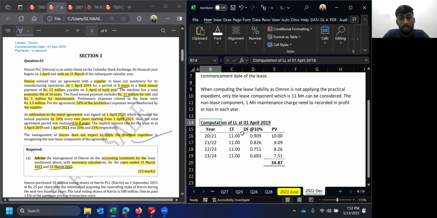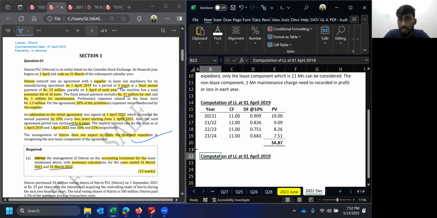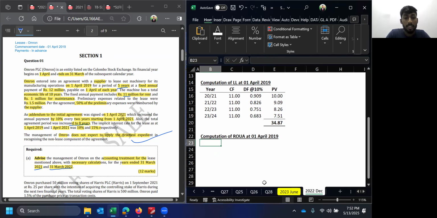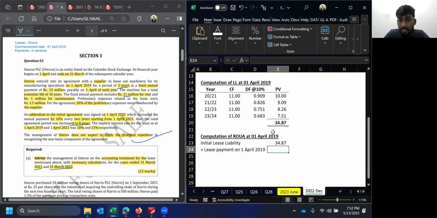Then we need to compute what? We need to compute the right of use asset. Computation of right of use asset at 1st April 2019. So this comprises what? Initial lease liability 34.87 plus lease payment on 1st April 2019, which is the initial payment, 11 million.